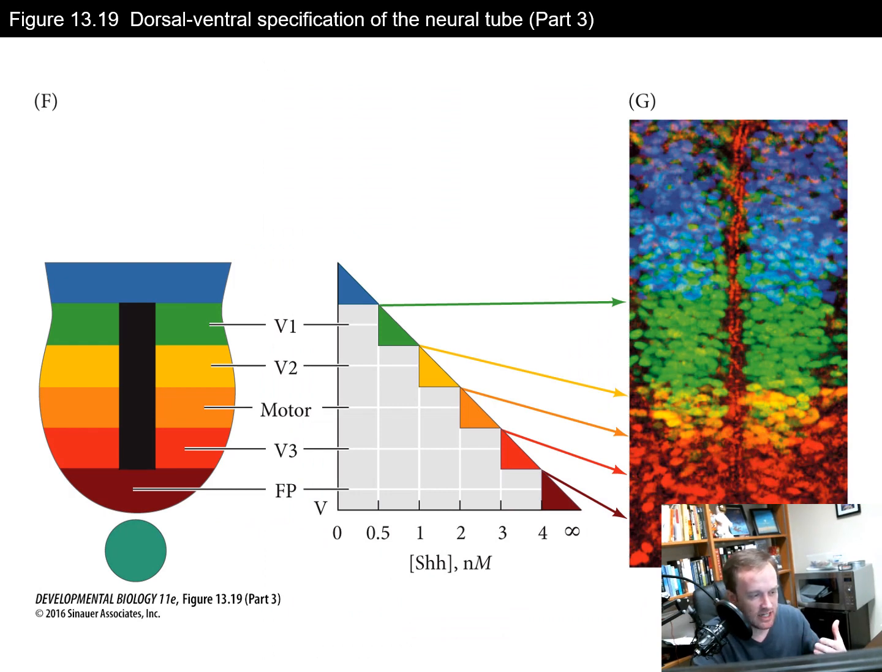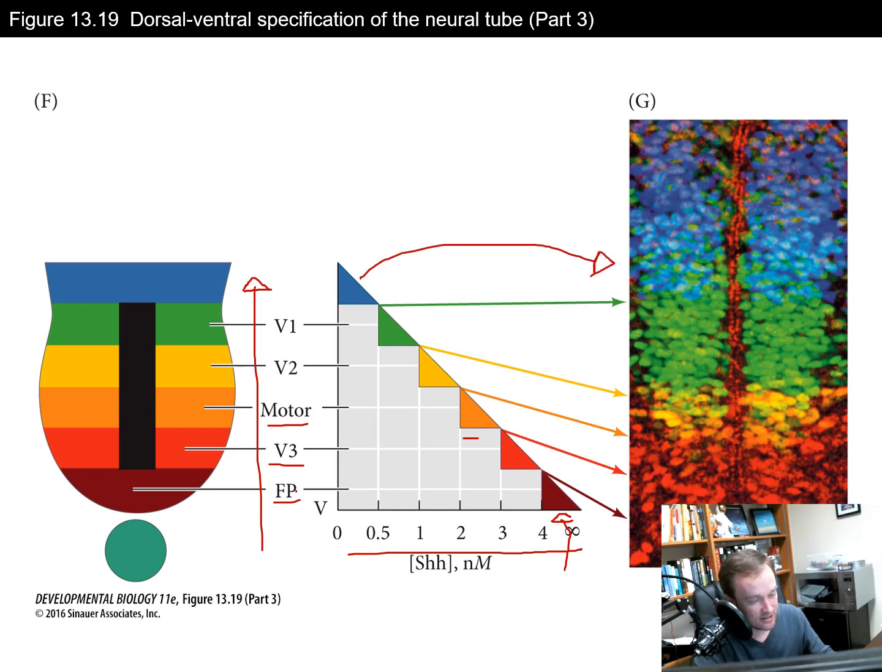So here we see the relationship between the concentration of sonic hedgehog here at the bottom in nanomoles and the formation of these different sections of the neural tube. If you have a very high amount, 4 nanomoles plus, you develop into the floor plate. If you have between 3 and 4, you become the B3 section. If you're between 2 and 3, you become the motor neuron section, etc. And these are just stained based on their cell types over here to give you perspective of the different regions of the developing neural tube.